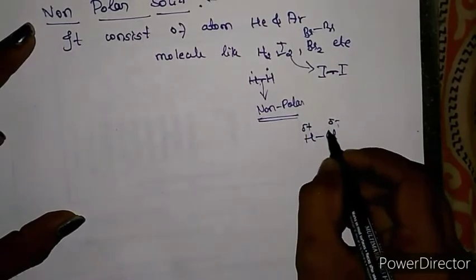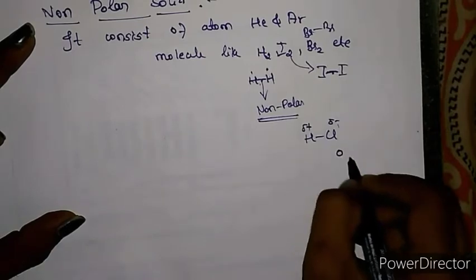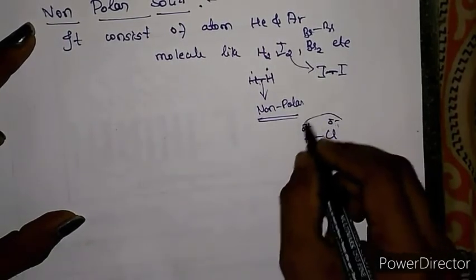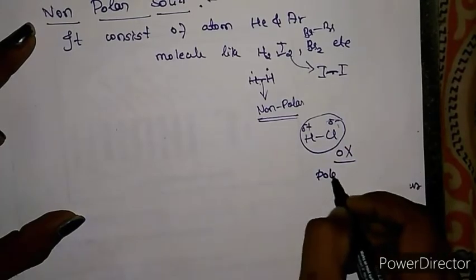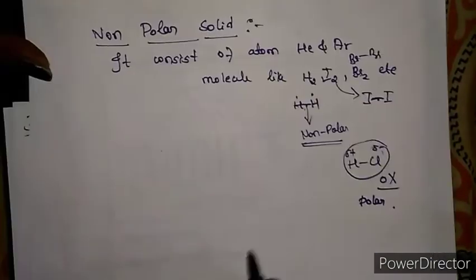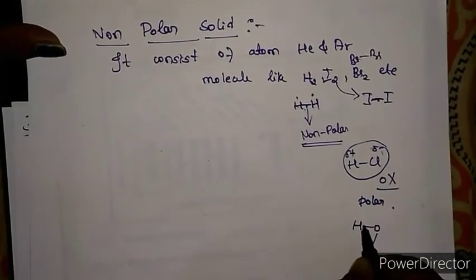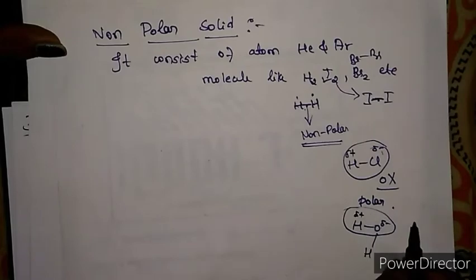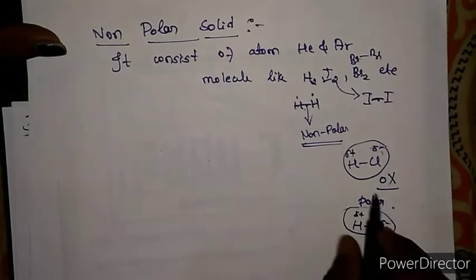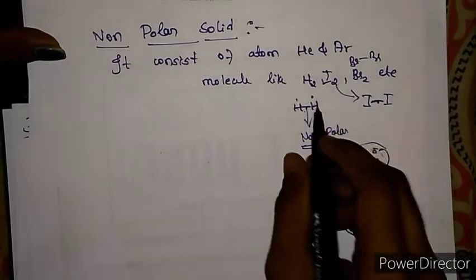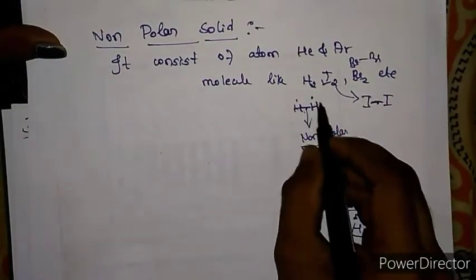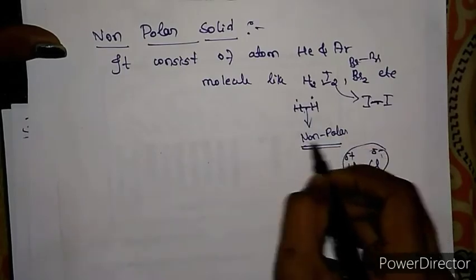If you take the difference of the electronegative values and you do not get 0, then this type of molecule will be a polar molecule. For example, water is polar, because this bond here is delta plus and here it is delta minus. If you take the difference between the electronegative values of H and O, it is not 0. If it is not non-polar, that means it is polar. But in the case of H2, I2, Br2, the electronegative difference between the two atoms is 0, so they are non-polar molecules.